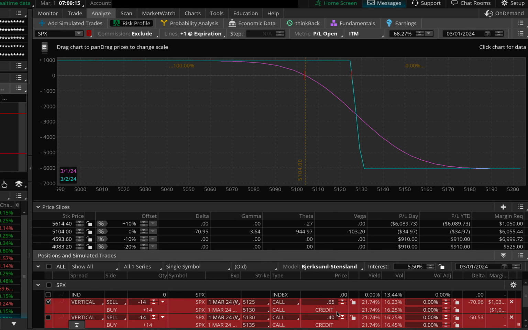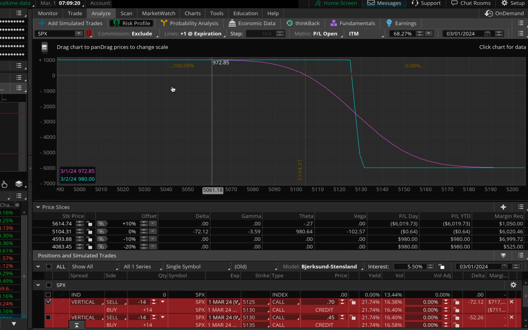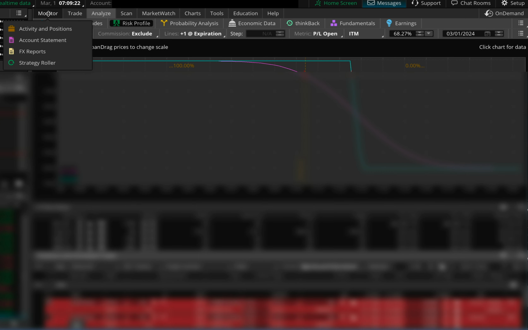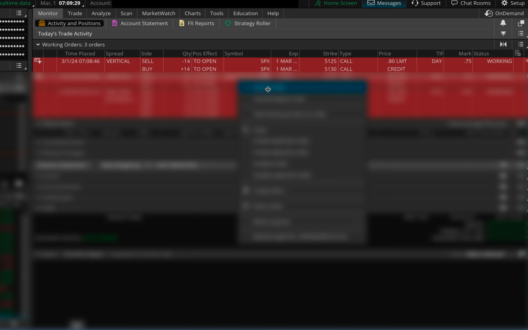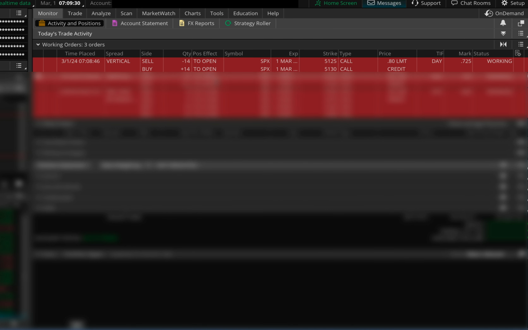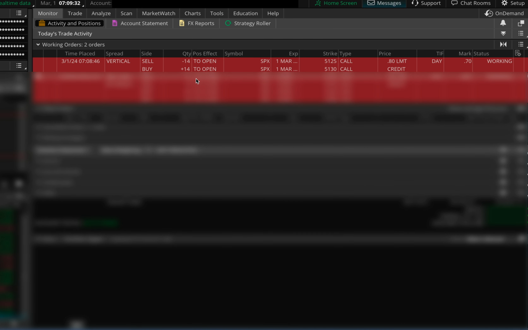So let's see if we can get filled at 80 on this one. I'm thinking we might. There's 70. Can we get 80? There's 77. Oh, I have two of these open. I don't want that. How'd that happen? Okay, somehow I had two of those open there. Weird. And so this is the one we're working on now. We're trying to get 80. It's at 75. Just a little bit more. Come on.